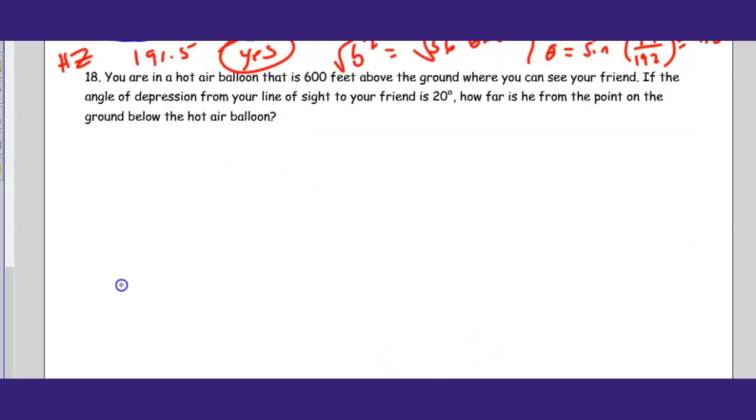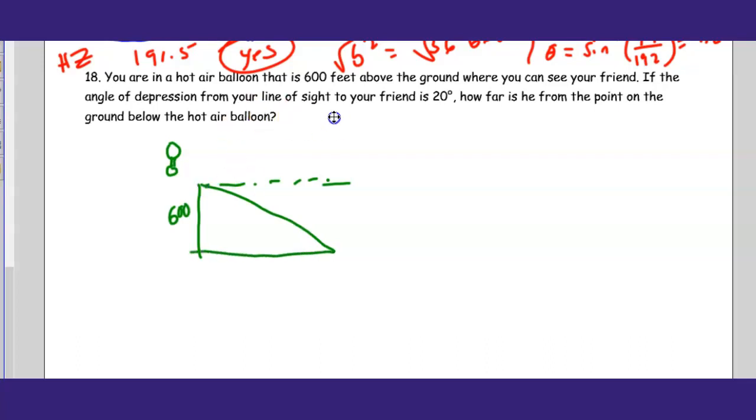Alright, let's keep this train going. Right here, you are in a hot air balloon that's 600 feet above the ground. There's a little basket, and that's 600 feet. It says if your angle of depression, meaning my angle of depression, is 20 degrees, this angle here is 20. That means this angle is 20. They're alternate interior angles.